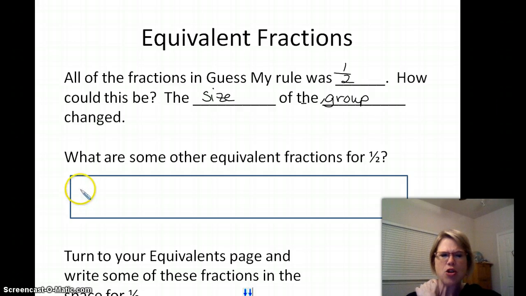So let's do 12. If I had 12 items and I said 1/2 match my rule, what would you think it would be? Hopefully out there you said 6, right? What if I had 16? What if I had a denominator of 16? 16 being my total number of pieces, you would say 8.